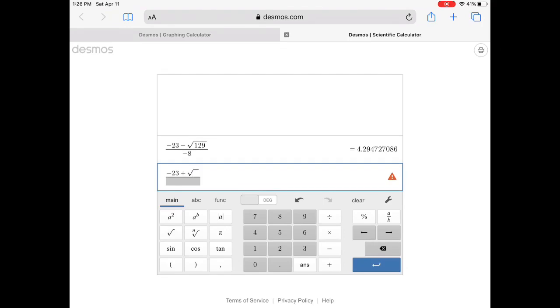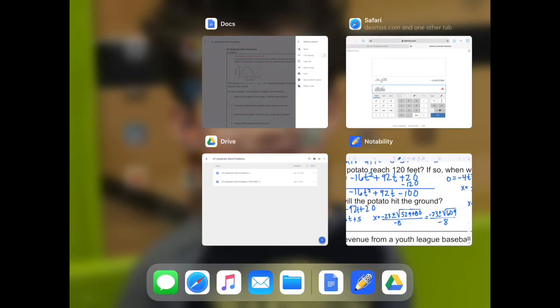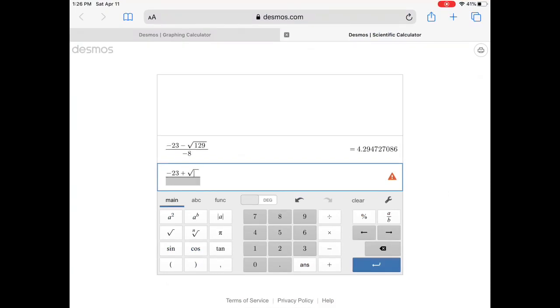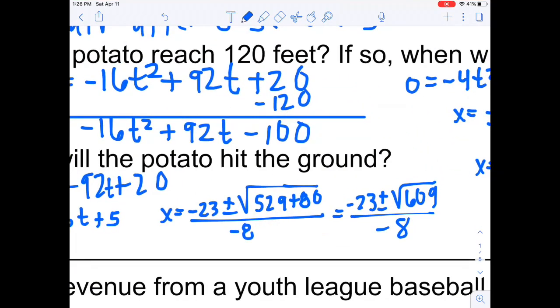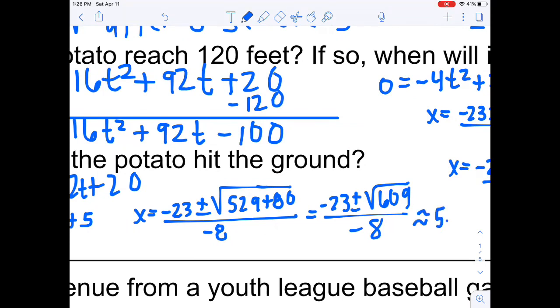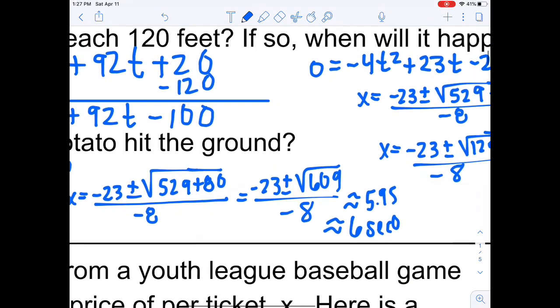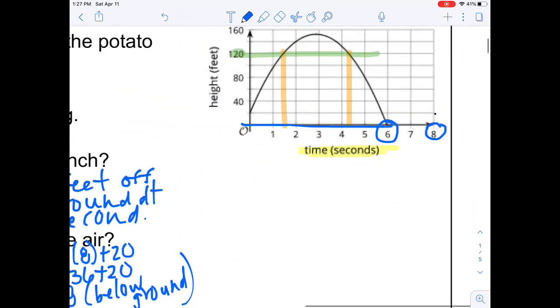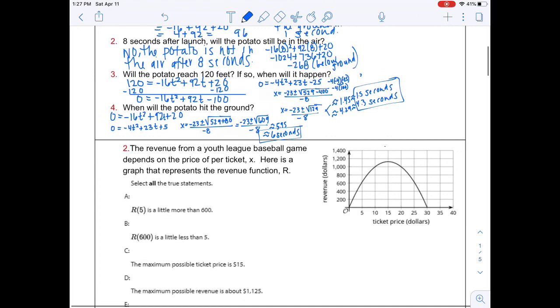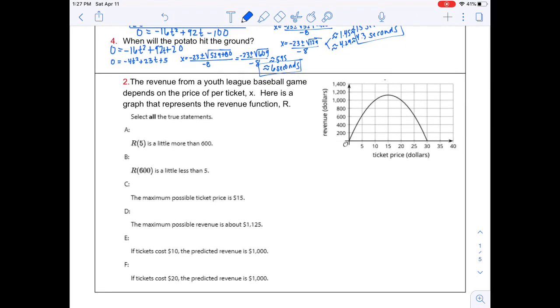negative 23 plus the square root of, what was the value? 609, all divided by negative 8. I can't have a negative in there, so I know this is going to be a minus in there. I get 5.95, which I'm going to approximate to being 6 seconds. And that's what our picture also shows us, about 6 seconds. Okay, question number 1 is done.